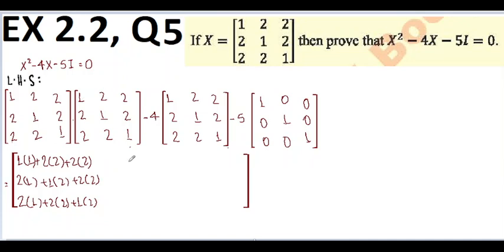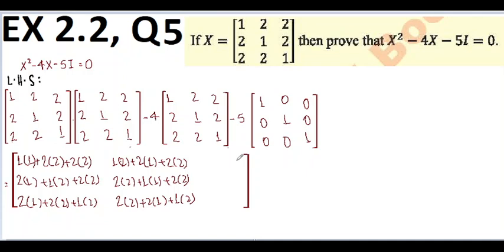Then for this we have to multiply the first row with the second column. So we get 1 into 2 plus 2 into 1 plus 2 multiplied with 2. Then for this entry we have to multiply the second row with the second column. So 2 1 2 multiplied with 2 1 2, we get 2 into 2 plus 1 into 1 plus 2 into 2. Then the third row with second column, so we get 2 into 2 plus 2 into 1 plus 1 into 2.